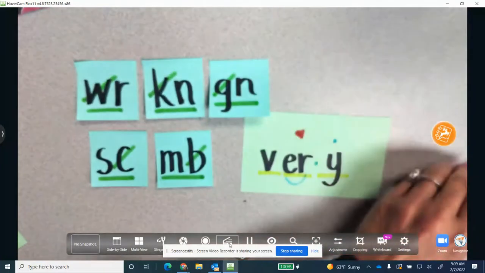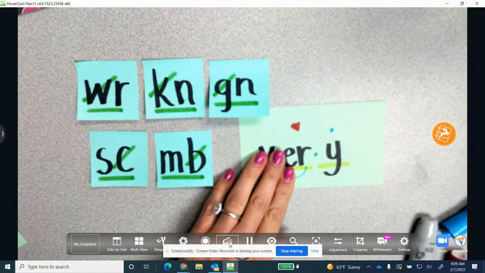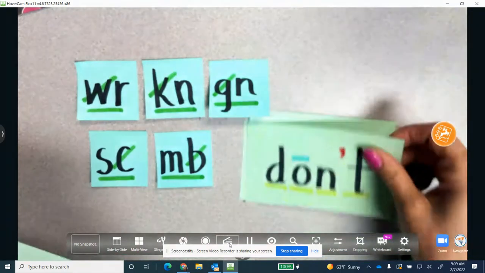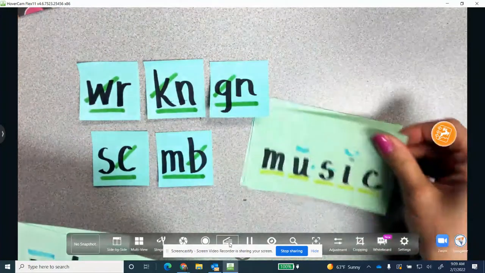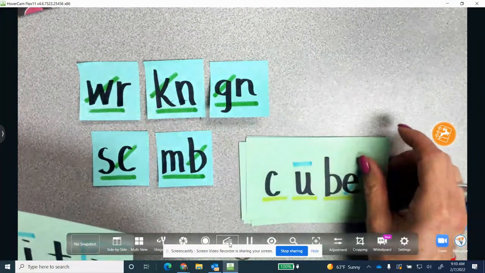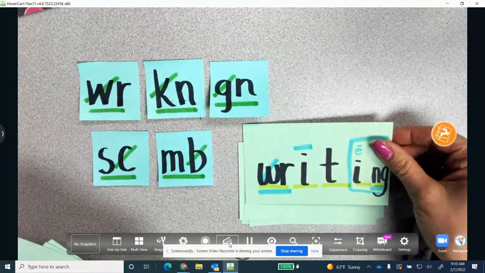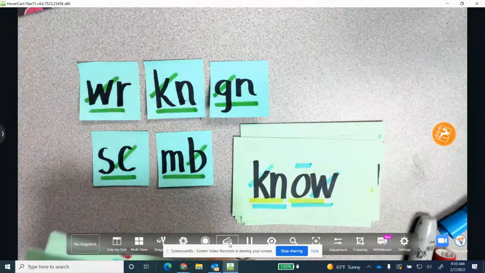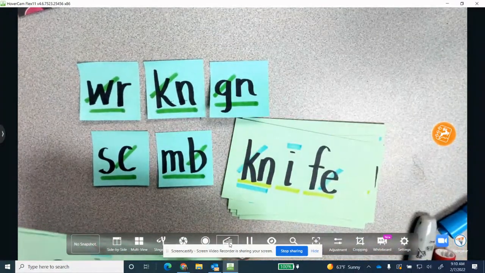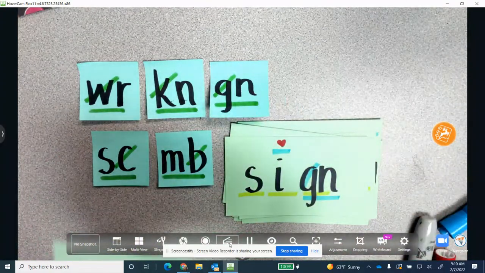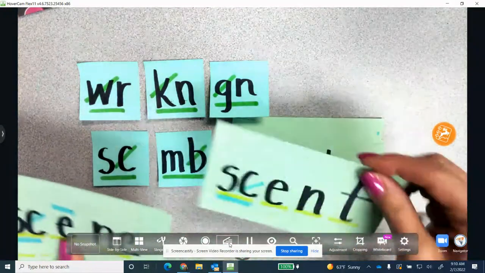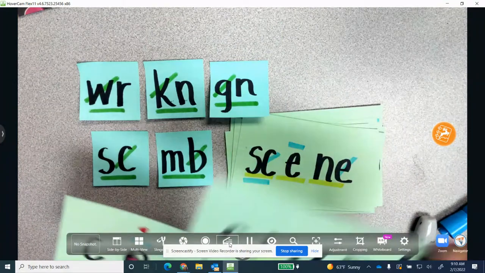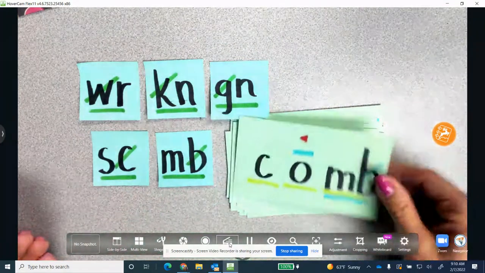Okay, let's do all our words. Read them together. Very. Eat. Don't. Music. Cube. Writing. Wrist. No. Knife. Sign. Gnat. Scent. Scene. Crumb. Comb.